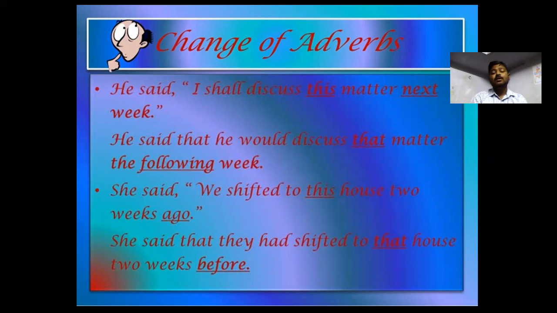He said, "We shifted to this house two weeks ago." Look at the sentence, how it changes. He said that they had shifted to that house two weeks before. The past tense becomes the past perfect, this becomes that, and ago becomes before.